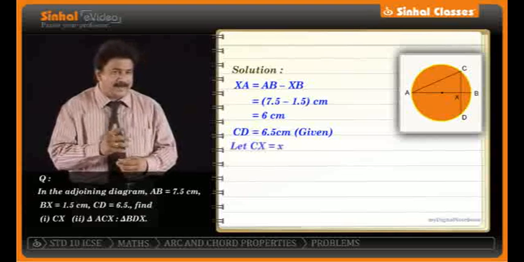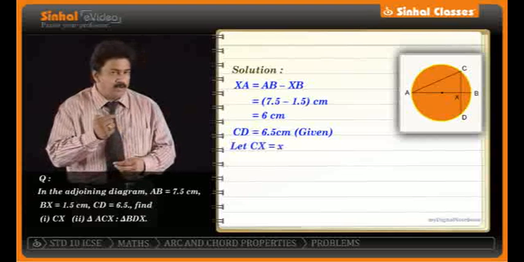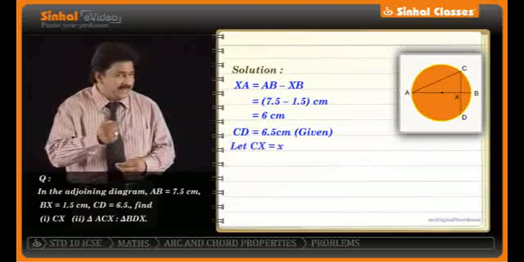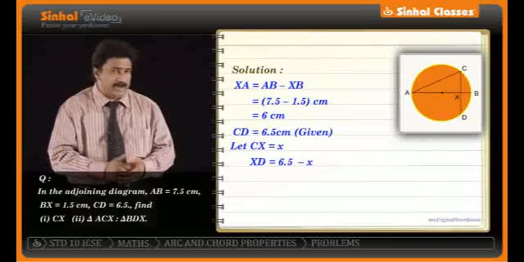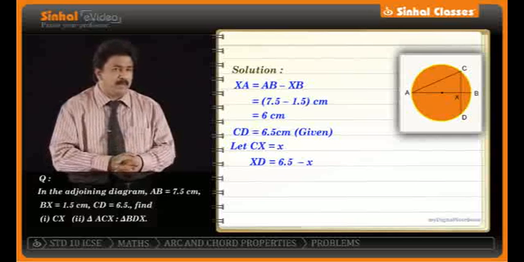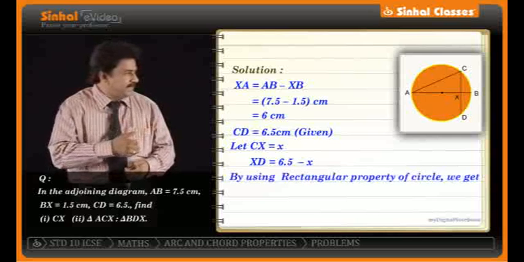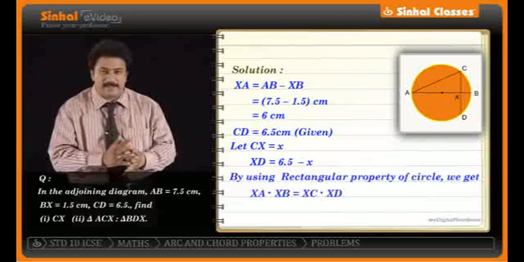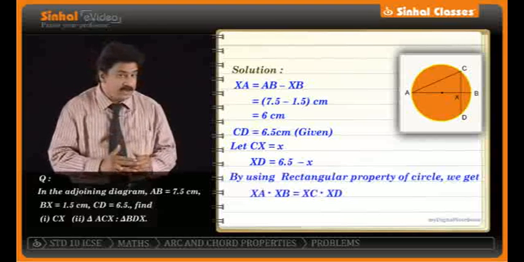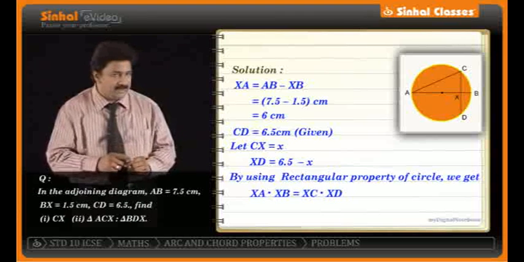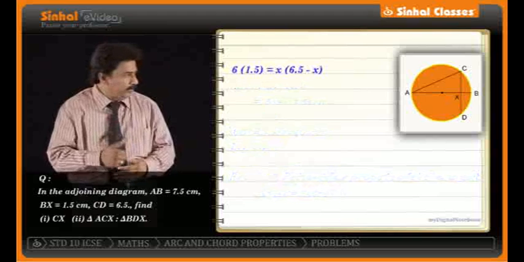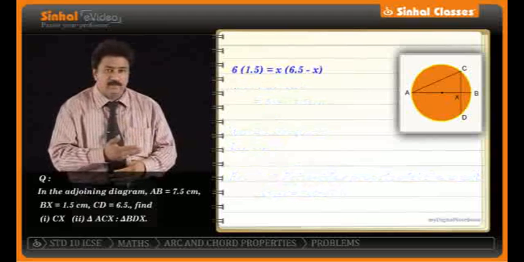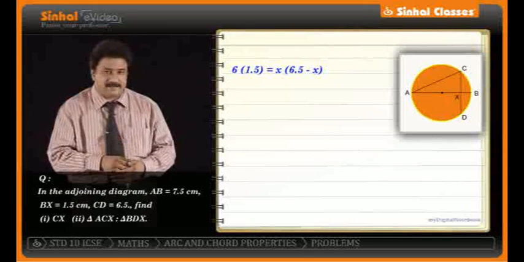If it's not given, let's go for the X method. Let CX be equal to x. If CX is equal to x, what will be XD? XD is nothing but 6.5 minus x. Okay. Now by using the rectangle property of circle, what do I get? I get XA into XB is equal to XC into XD. Now by putting the values into the formula, what do I get? Just check it now. Just see it now what is given.